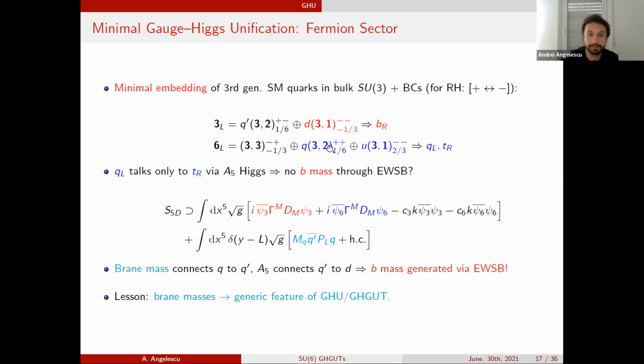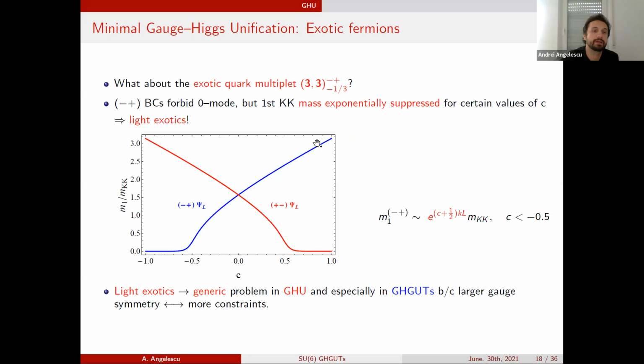But still, they can pose problems, because even though their zero mode is gone, you can look at the first Kaluza-Klein mode of these minus-plus fermions. Their mass, normalized to the KK scale, has this dependence on C. So the problem is that for certain values of C, which is the bulk mass parameter, these exotics become very, very light. I mean, their first KK mode becomes very light, exponentially suppressed in this case.